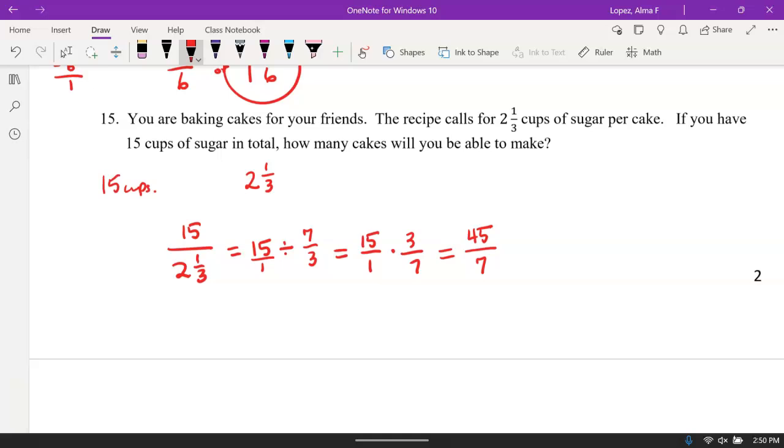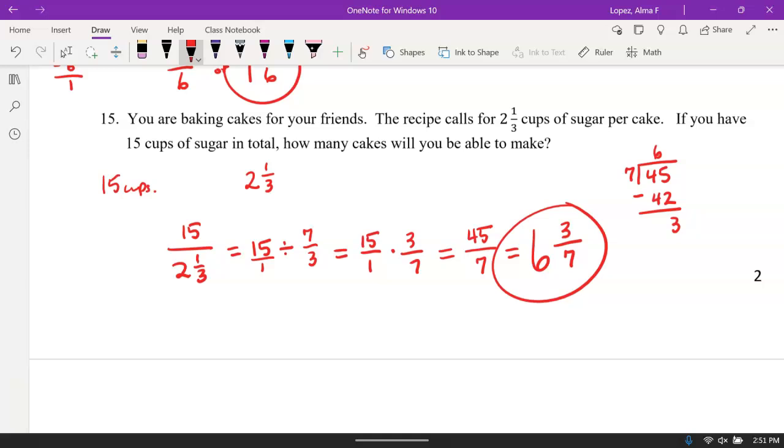Now, that doesn't make sense if you're cooking, right? So I'm going to go ahead and convert it into a mixed number answer. 7 goes into 45 6 times. 6 times 7 is 42, and you subtract. 45 minus 42 is 3, so my answer here will be 6, and the remainder over the divisor. So 6 3/7. So if I'm making cakes, that doesn't make any sense either. I'm just going to say, well, I can make 6 cakes. I don't have enough for another cake because 3/7 of a cake isn't going to fly.